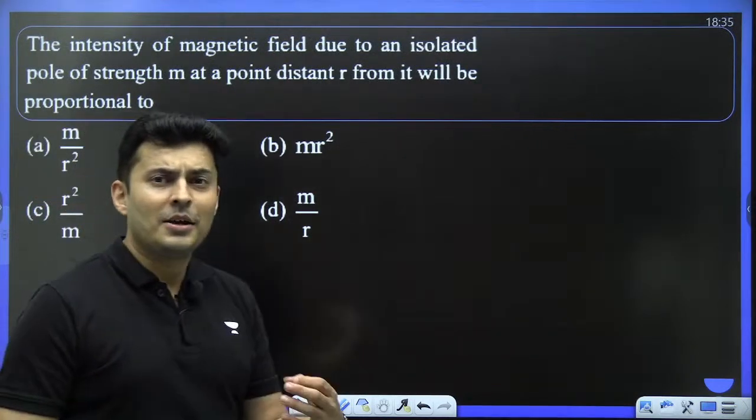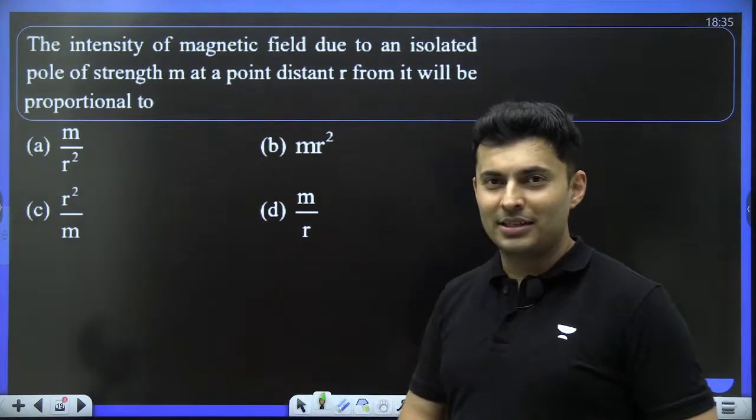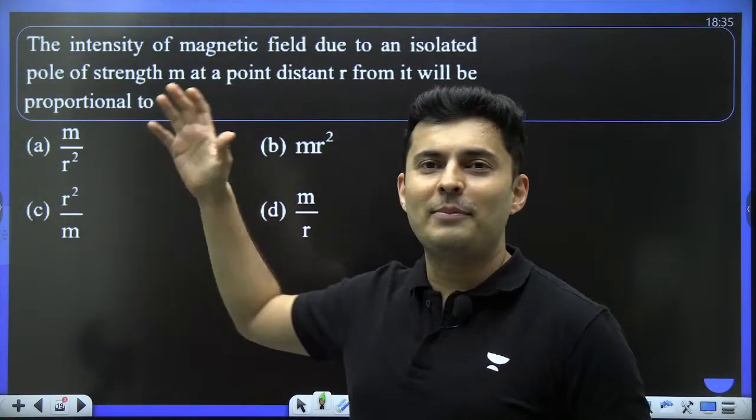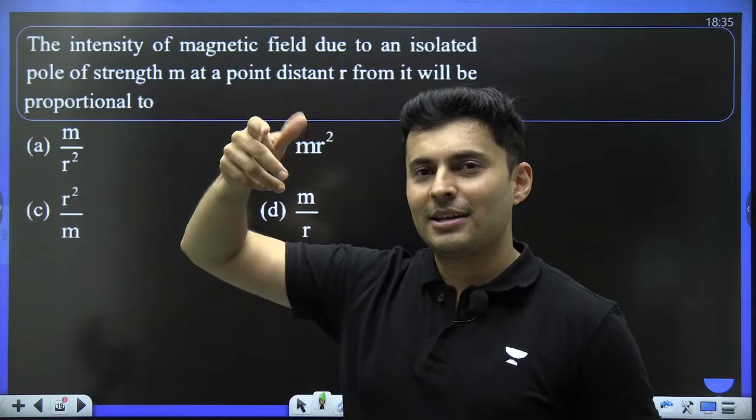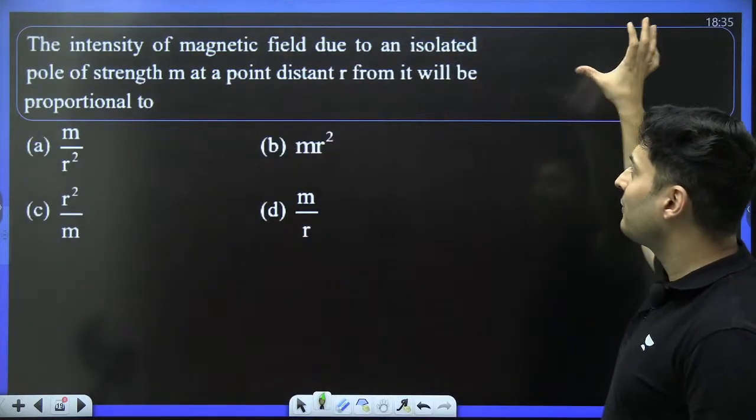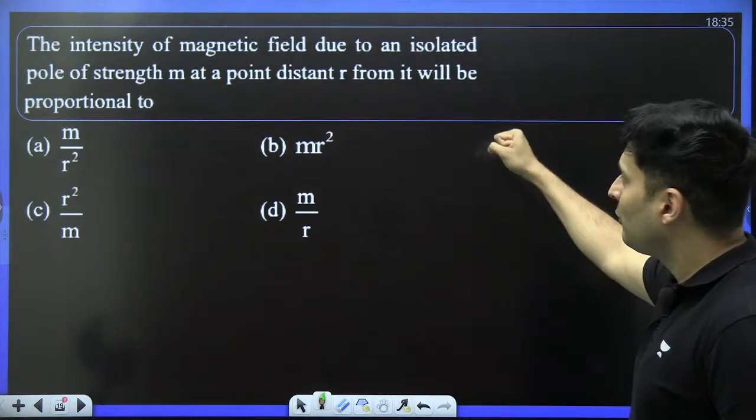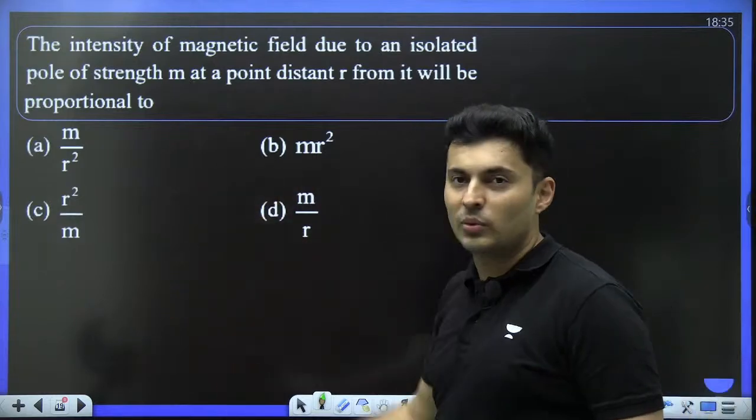Let's see if you can figure out what might be the answer for this. Although I have not given you the formula, use some logic and give me the answer. The intensity of the magnetic field due to an isolated pole M at distance R from it will be proportional to.